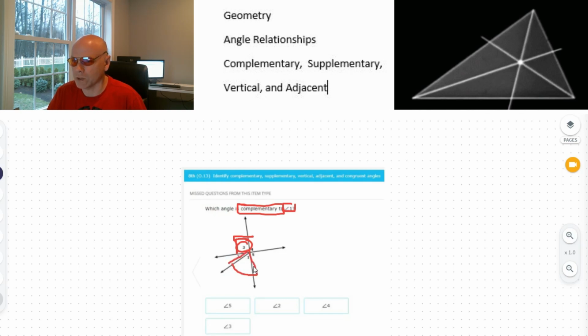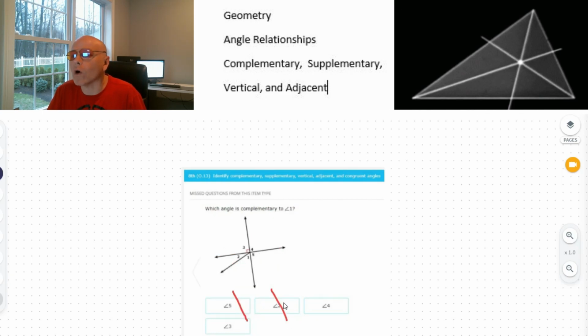Okay? Now it's multiple choice. Angle 1 plus what will equal 90? What are our choices? Angle 1 plus 5. Oh, 5's too big. 5's 90 itself. That can't be it. Angle 2. That's probably it, right? Well, let's just take a look. That would make a 90. Hopefully you guys can see that. Angle 4. Nope. Let's clean this up a bit if we can.